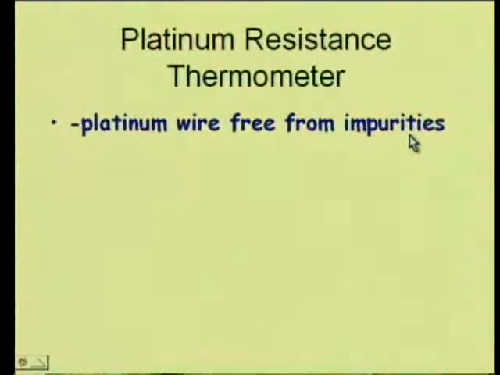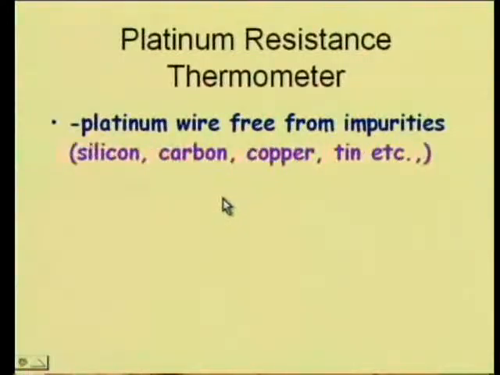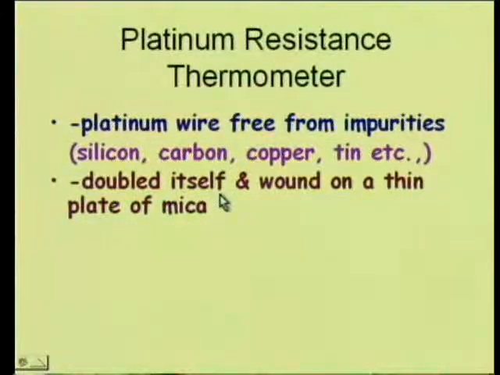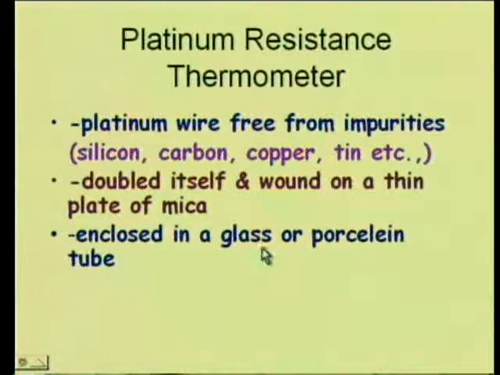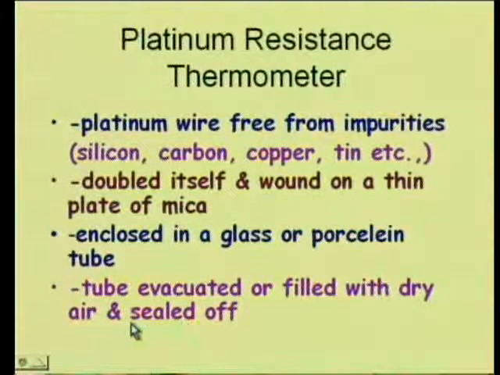Let us see what this platinum is. In this platinum resistance thermometer, we are using a platinum wire which is free from impurities. What are those impurities? Silicon, carbon, copper, etc. Whatever is there should be removed. Then the wire is doubled on itself and wound on a thin plate of mica, and enclosed in a glass or porcelain tube for mechanical protection.